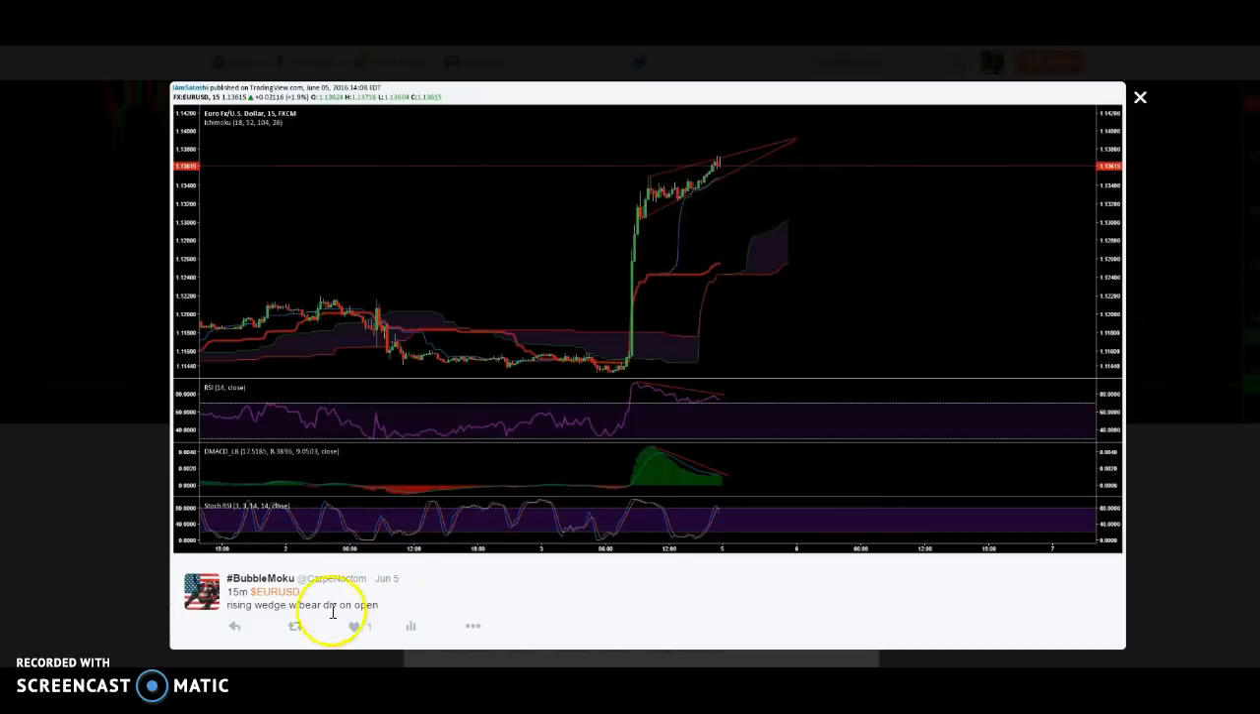Again, this is June 5th. The other part about this wedge is it's got a bear div, which I haven't talked about in any videos yet, but it means you have a higher price and a lower oscillator. So while price is moving up, bullish momentum is decreasing, and that's a sign that the pullback is going to come. You also see the bear div in the MACD, and you also see a cross on the Stoch, which is a signal of reversal as well.